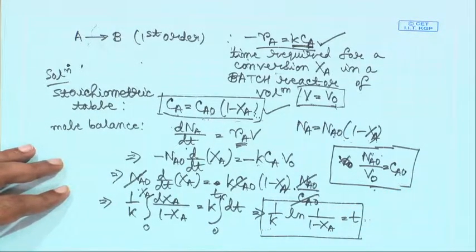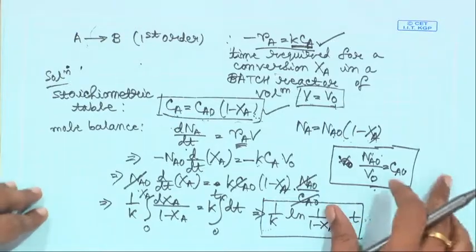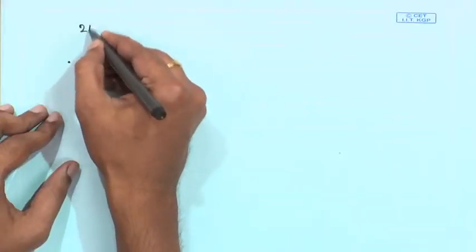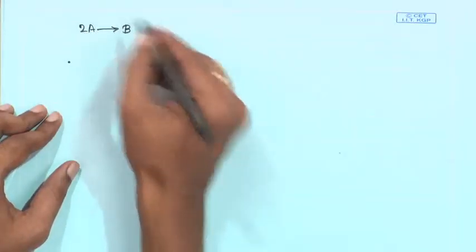Okay. Now before closing this class, we will do one more problem. This time let us do a problem for a CSTR. Okay. So, let us say this is the reaction we are considering.